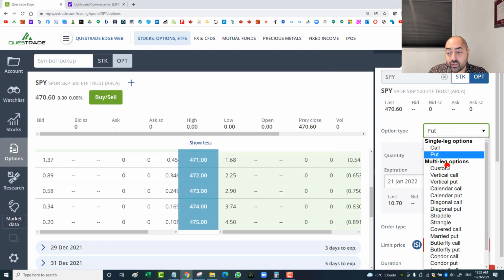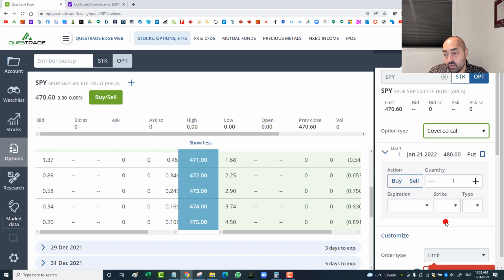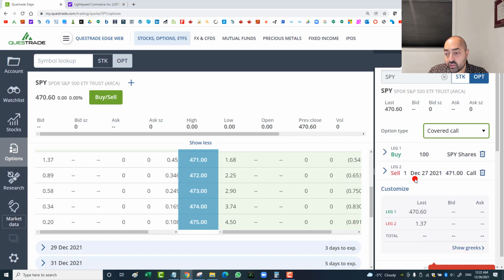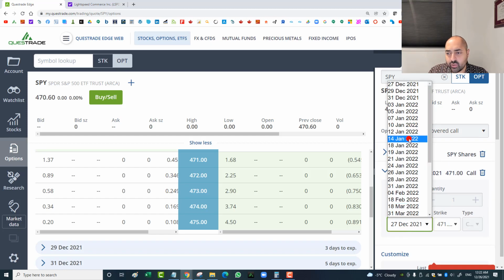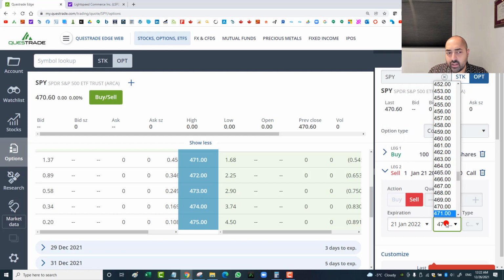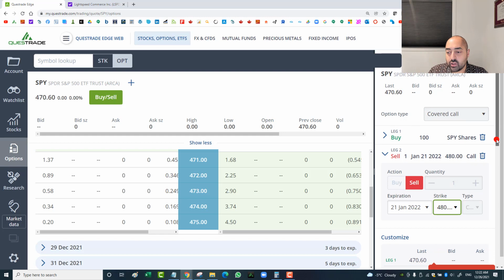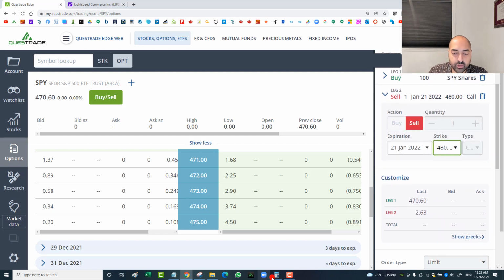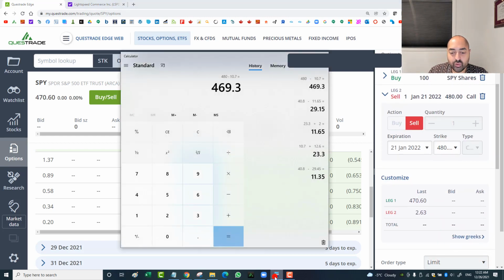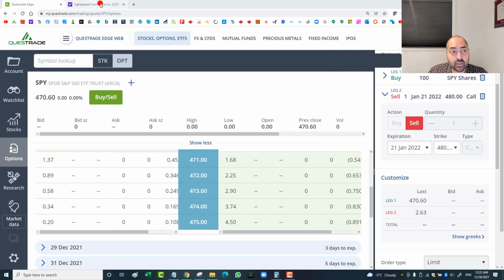So if I turn this trade into a covered call like this, buy 100 shares of SPY, sell the January 21st, 480 call, 480 strike, my net cost should be around, what did I just say? I said 469.3, and now it's giving me 470.6 minus 2.63. So it's actually giving me a much better net cost, but these values might not be accurate because the market is closed.